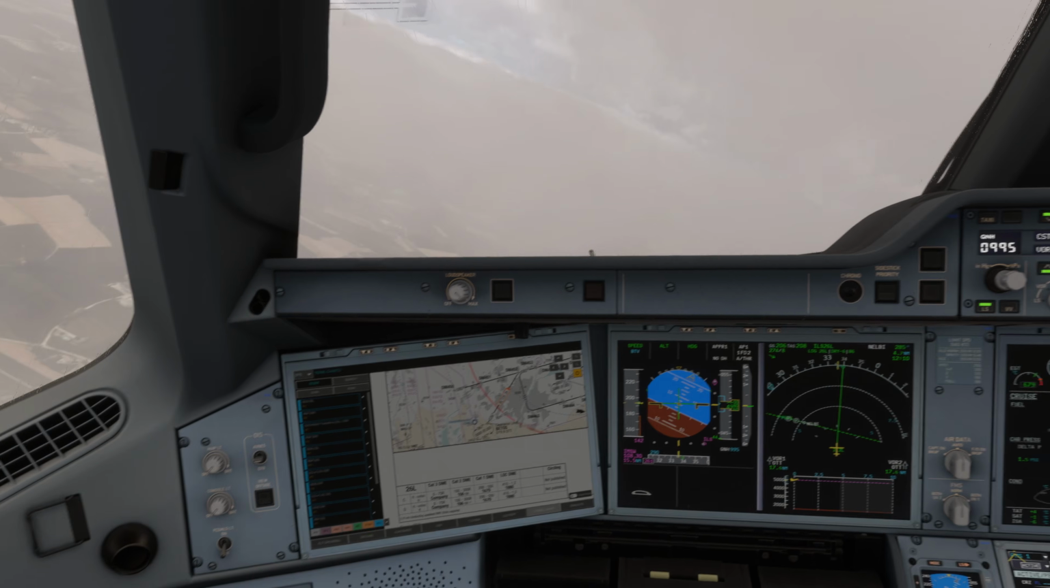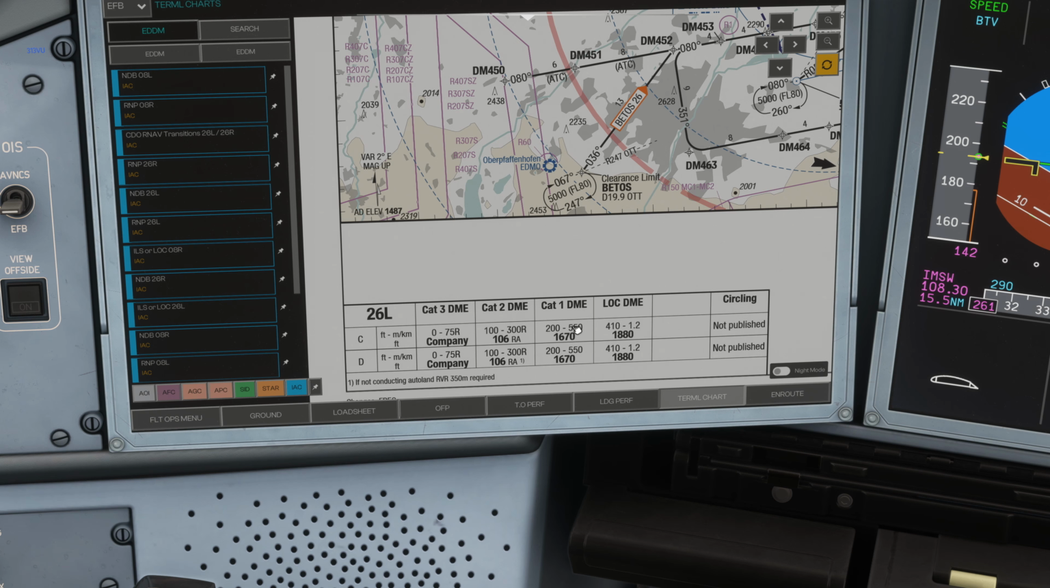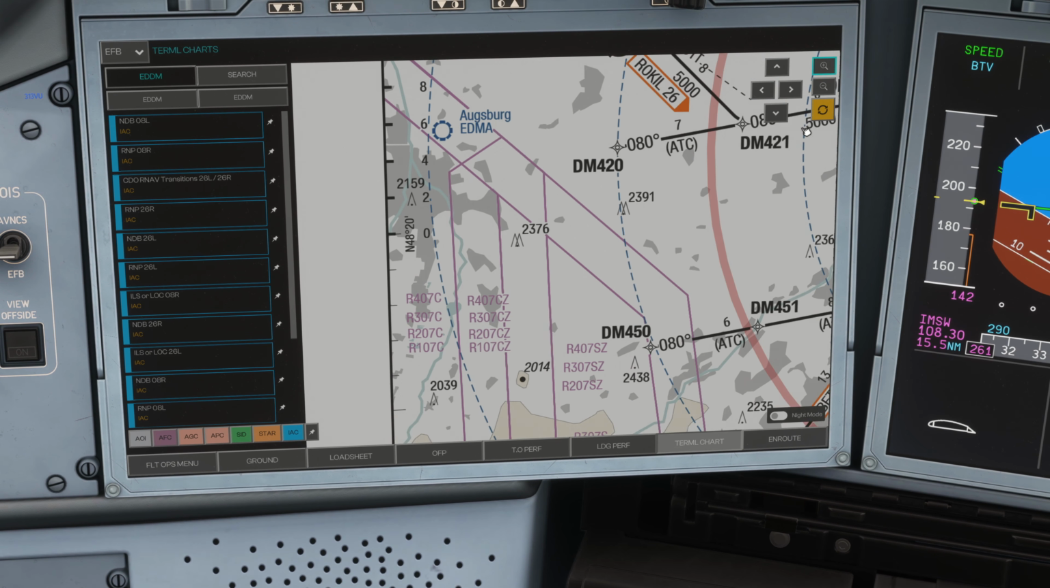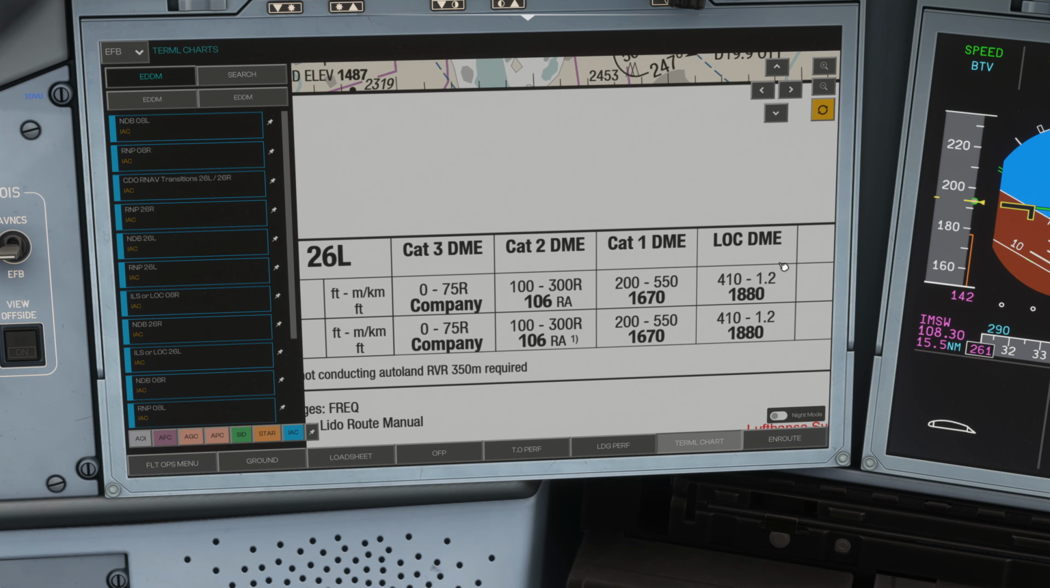So let's have a look at an example. We're approaching Munich, runway 26 left today, and we can see very typical landing minima on the ILS chart today. So we do have our standard non-precision approach, such as the localizer approach up here, which has the minimum at 410 feet above the ground and requires a visibility of 1,200 meters. Then we have the ILS Cat 1.